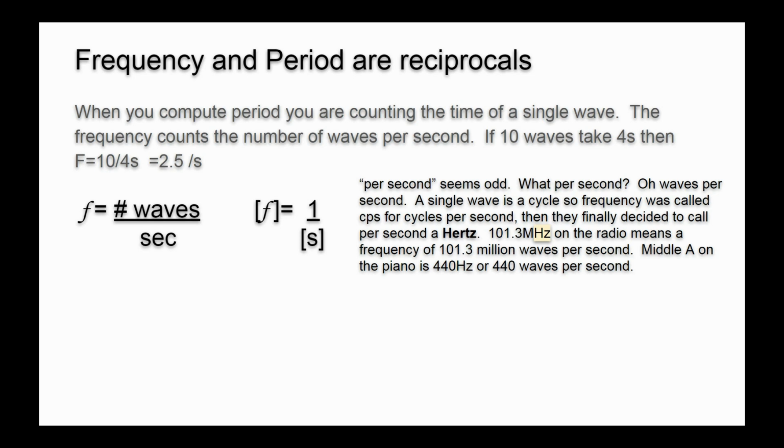Originally they named them cycles per second because a wave is a repeating cycle. Then they finally decided to honor a man named Hertz, who has nothing to do with a rent-a-car or injuring people. And when they say 101.3 megahertz on your FM dial, they're saying to you, you've tuned into a radio wave that is pulsating 101.3 million times every second. Compare that to middle A on the piano, which is pulsating 440 times per second.